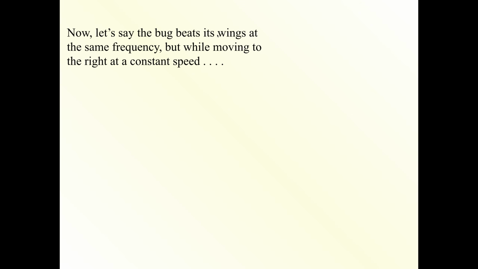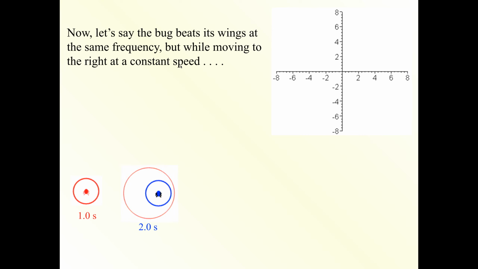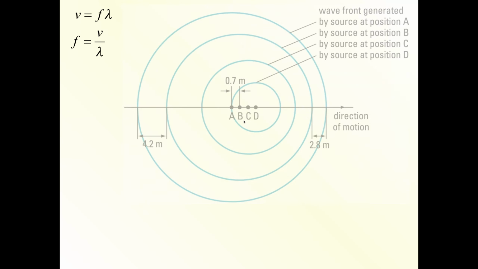Okay, now let's say that the bug beats its wings at the same frequency, but while moving to the right at a constant speed. So as you can see, as it's moving to the right, the wavelengths in front of it actually get closer together. Okay, the wavelengths behind it get more spread out.